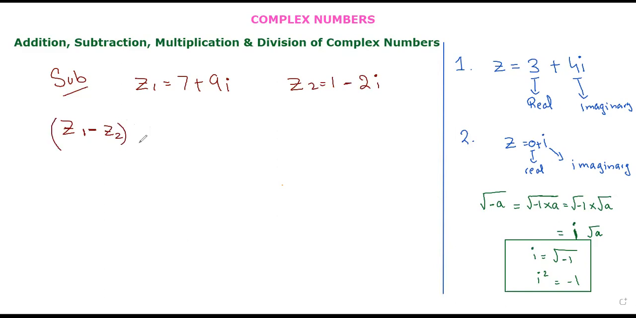So will it be 6 plus 11i? Let's check that out. Okay, very good. 7 plus 9 iota, then minus.